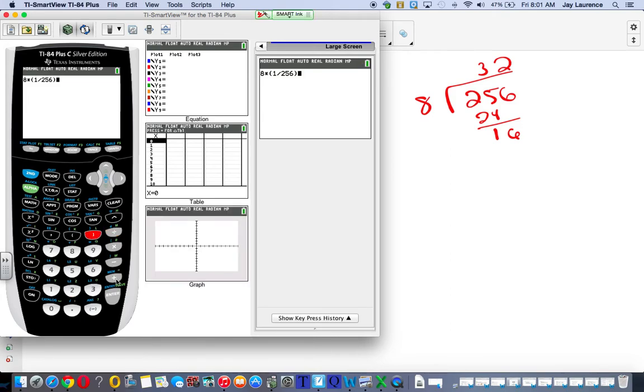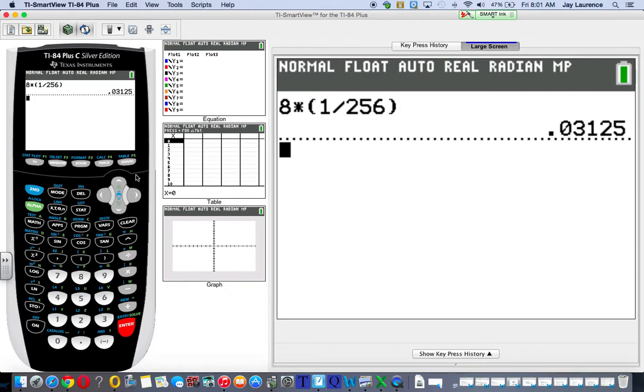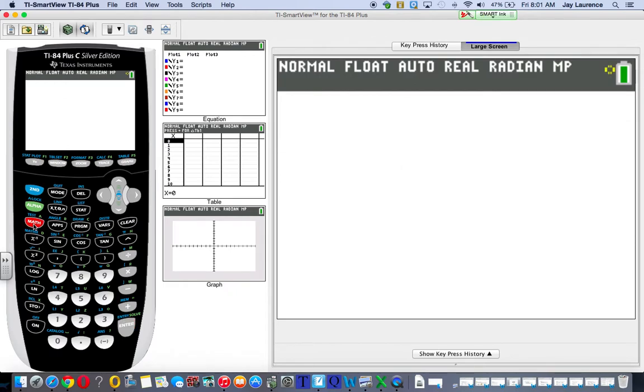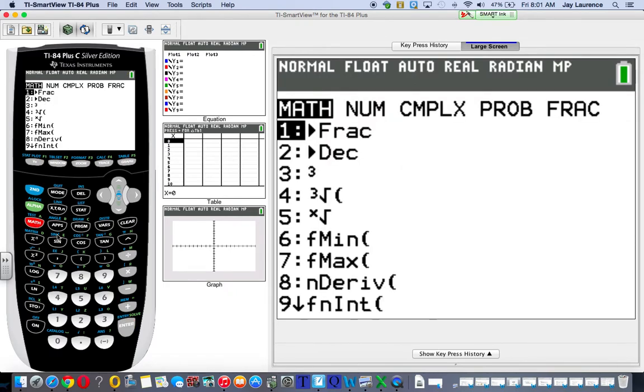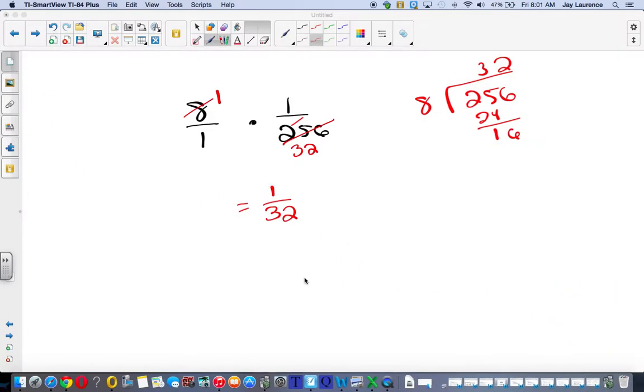All right. Now when it does this, it's going to give you a decimal. See that big ugly decimal we have there? All right. And then you remember you hit the math key. See the math key right here? And then frac is number 1. You have a choice. You can hit number 1 or you can hit enter. And then you hit enter again. And there you go. 1 over 32 is the answer. And look at that. I got 1 over 32.